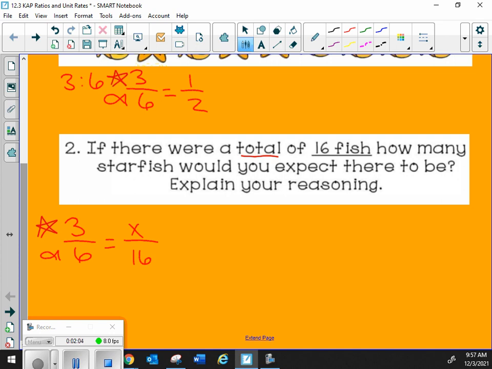So you work towards the x, so down and up. So 6 divided by 2 equals 3. So 16 divided by 2 equals 8. Divided by 2, x is equal to 8 starfish. Y'all agree? Yes. Okay.